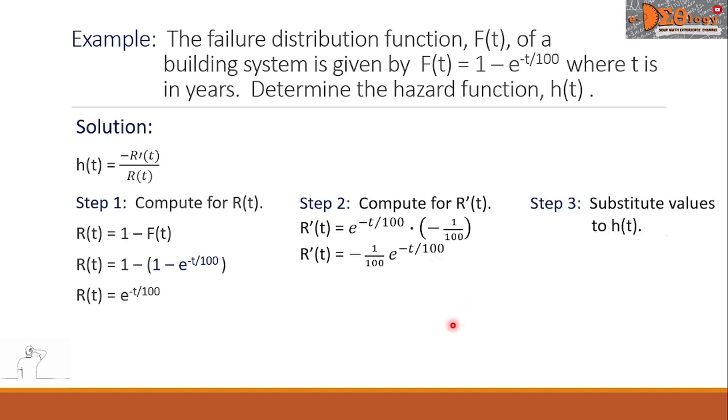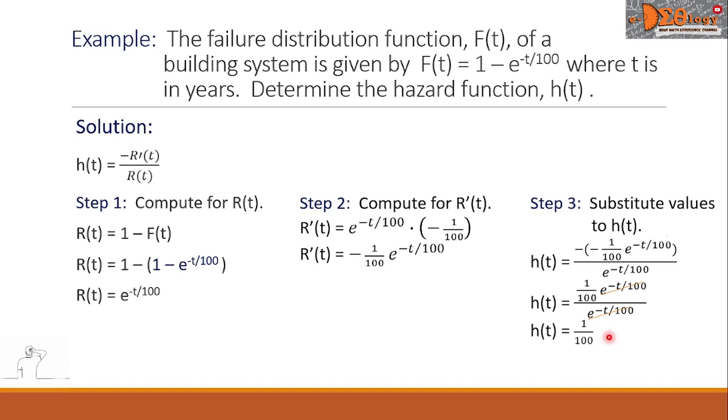Let's proceed with step 3. Let us substitute the corresponding values to our formula h of t. The numerator is the value from step 2 and the denominator is the value from step 1. So h of t is equal to the negative of the quantity negative 1 over 100 times e raised to negative t over 100, all over e raised to negative t over 100. This negative and negative becomes positive, so we can rewrite our formula. Simplifying further, we can see that e raised to negative t over 100 is common in the denominator and numerator, so we can cancel the expressions. So the final answer for h of t is 1 over 100.